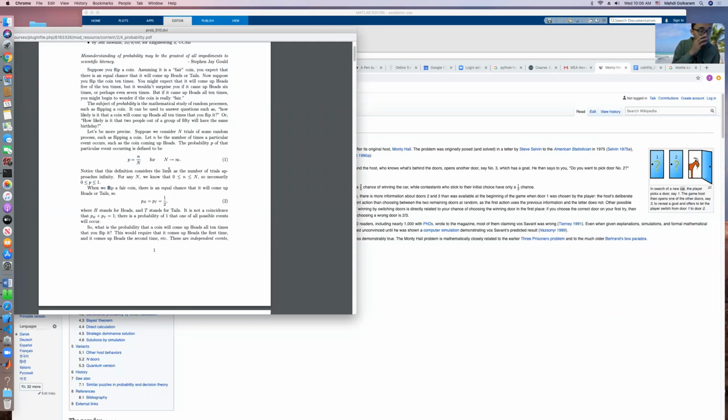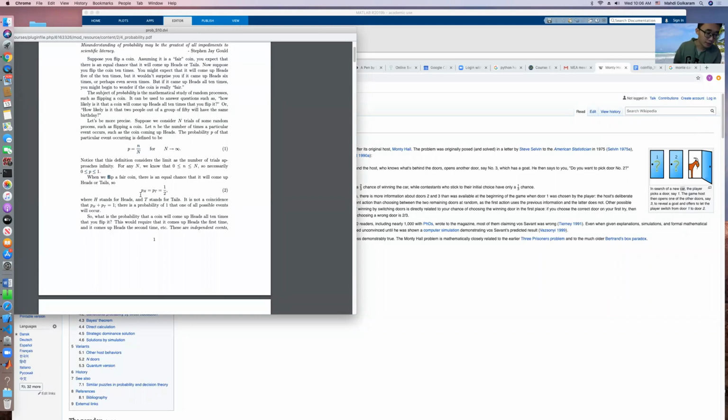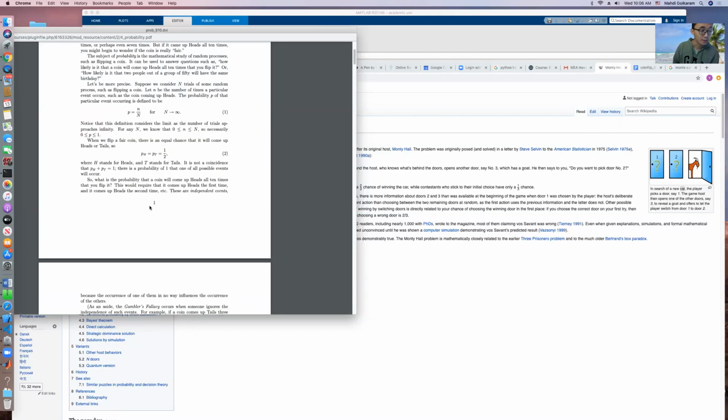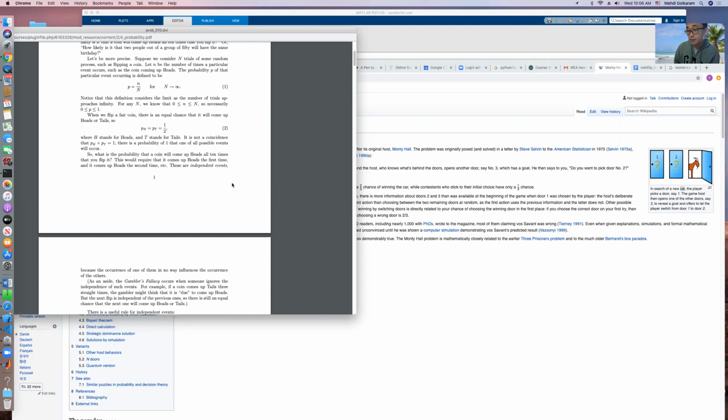For the flip of a fair coin, the probability of head and tail are both 0.5 because they have an equal chance, right? And you can also notice that P_H plus P_T, the probability of head plus the probability of tail, is 1, right? So if we want to consider the probability of coming up all 10 tails or 10 heads, this will need another definition for independent events.